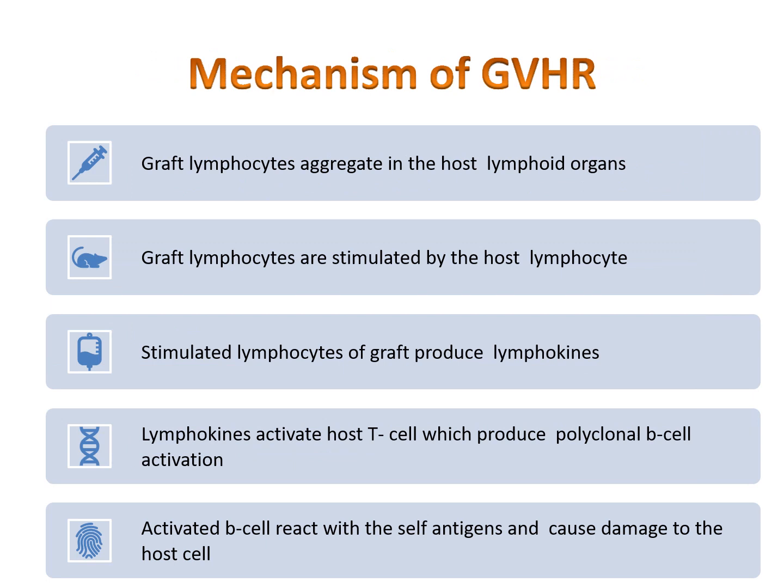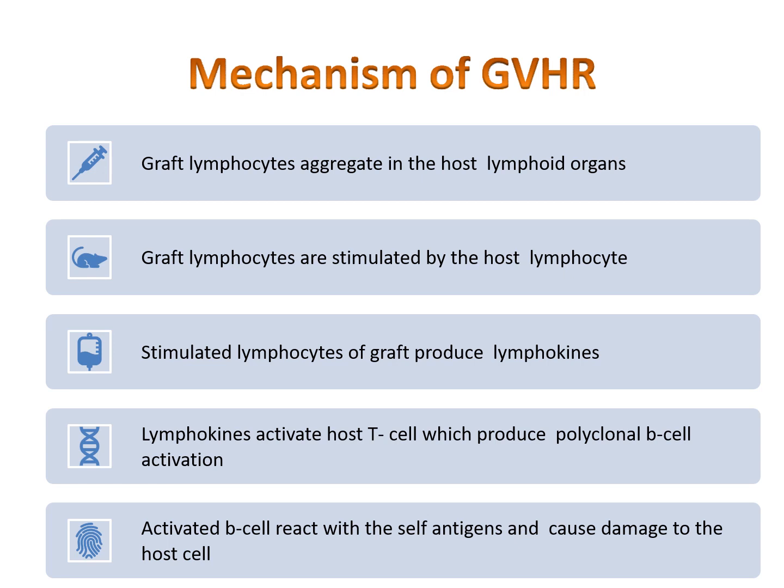Further, coming to more details about the mechanism of the graft versus host reaction, there is a series of reactions which occur one after another in order. Basically, first the graft lymphocytes tend to aggregate in the host lymphoid organs. This is the first step of the series of reactions that occur.